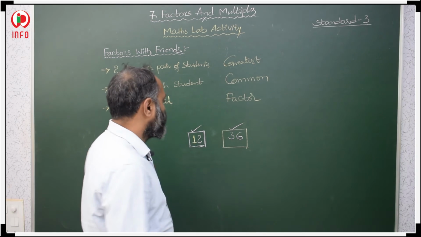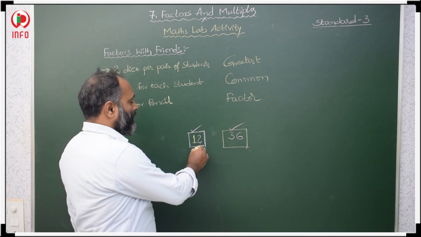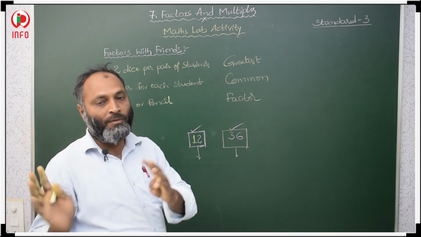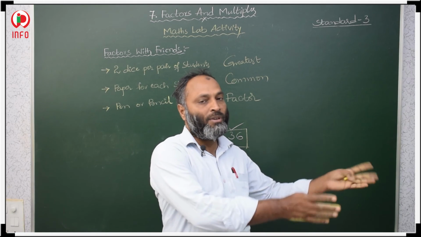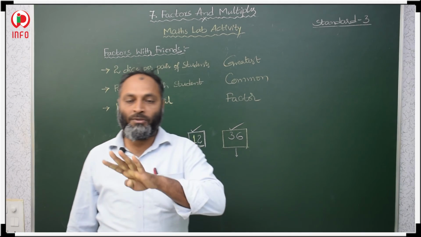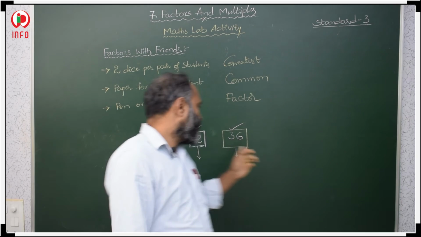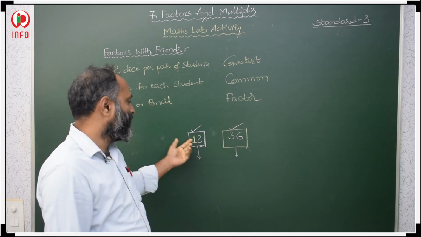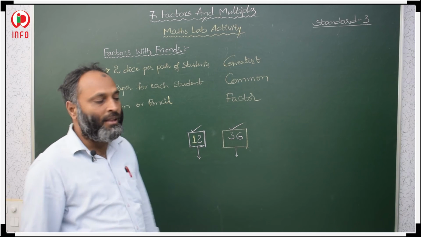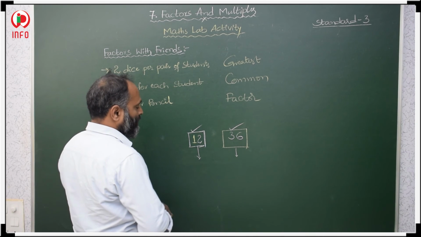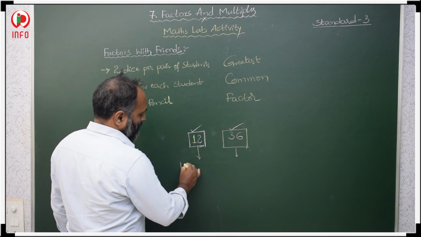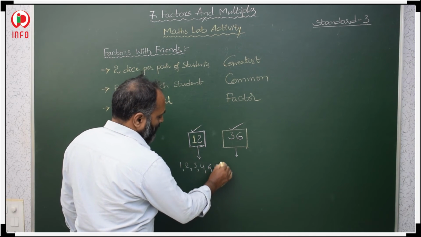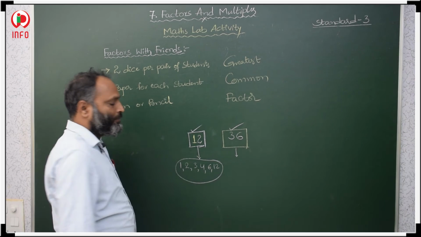After that, each pair of students should find the factors of 12 and 36. First pair of students, second pair, third pair, fourth pair, that means 4 groups, all separately. Write down 12 and 36, and separately find the factors of 12 and the factors of 36. What are the factors of 12? They are 1, 2, 3, 4, 6 and 12. You have to write all these factors of 12.